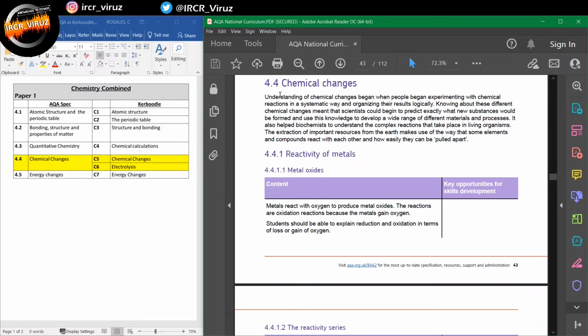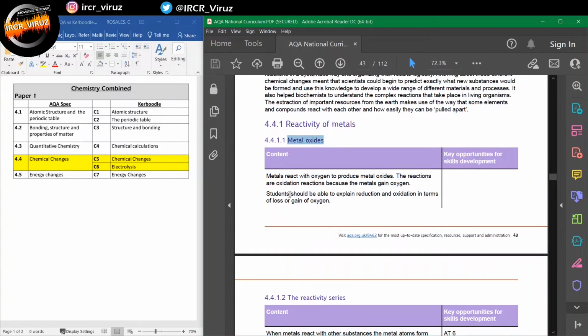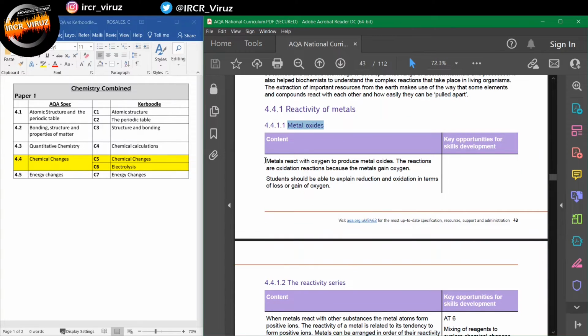Right, so here we go. Chemical changes 4.4. First of all, we're going to be looking at the reactivity of metals, and we start with metal oxides. Essentially what you want to learn from here is that all metals create metal oxides when oxygen is added to them. So oxidation in essence is the addition of oxygen to a metal. And you should be able to explain reduction and oxidation in terms of loss or gain of oxygen.